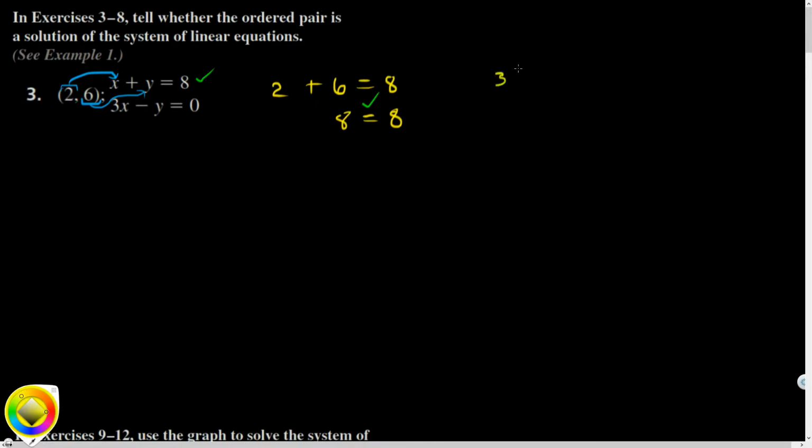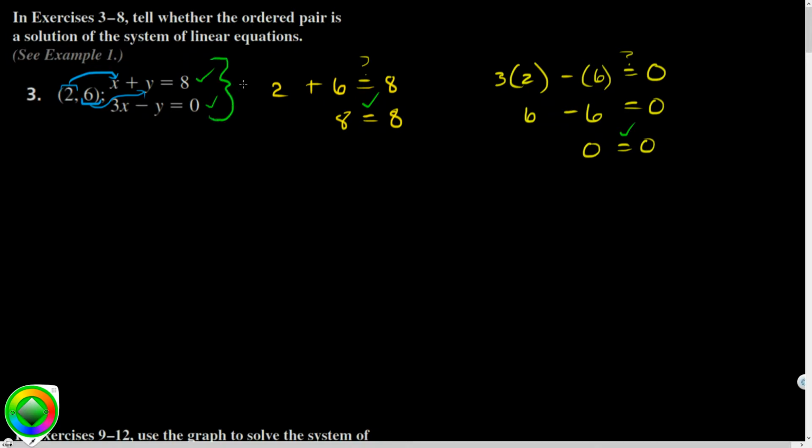So here we go, is 3 times 2, not plus, minus y, so that's minus 6. Is that equal to 0? That's what I'm trying to determine with these, right? I'm doing checks. So 3 times 2 is 6. 6 minus 6, is that 0? Yes. 0 equals 0. Because it worked in both of these, that means it works in the system, okay? So it is a solution to the system.